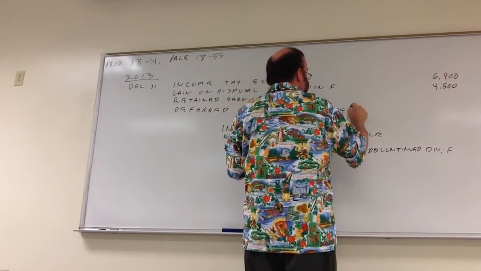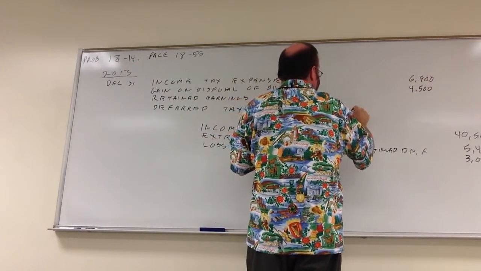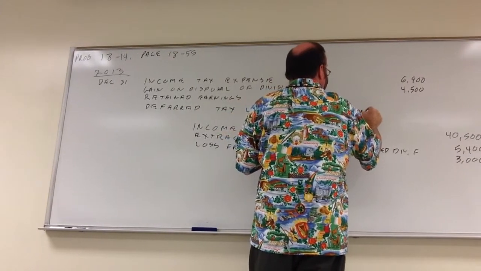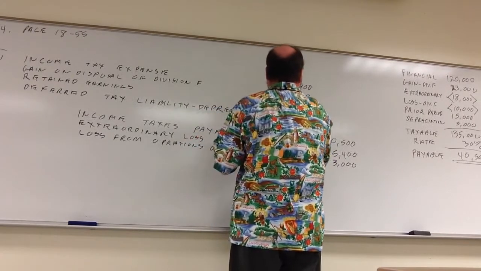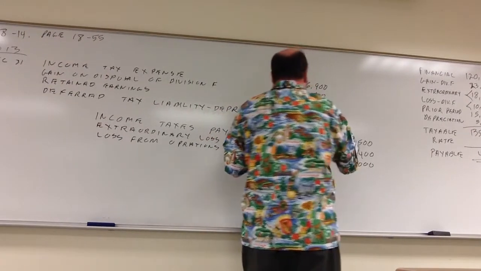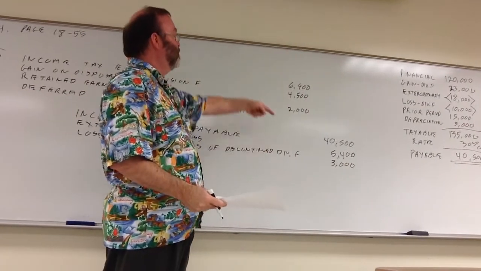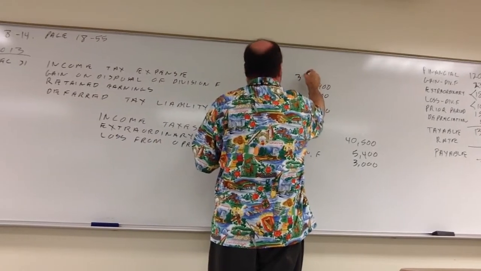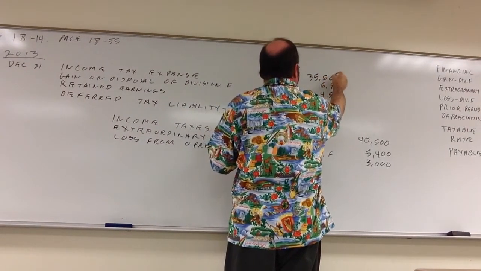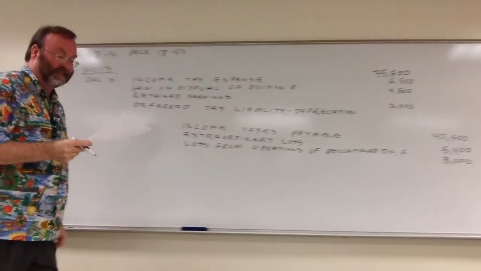On depreciation, 40% of the $5,000 is $2,000. If you add up all the credits and subtract all the debits, you get a difference of $35,500. And that is your income tax expense.